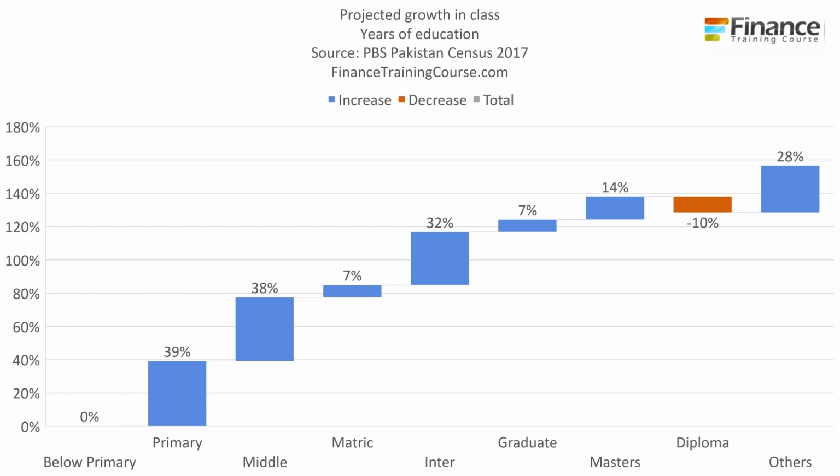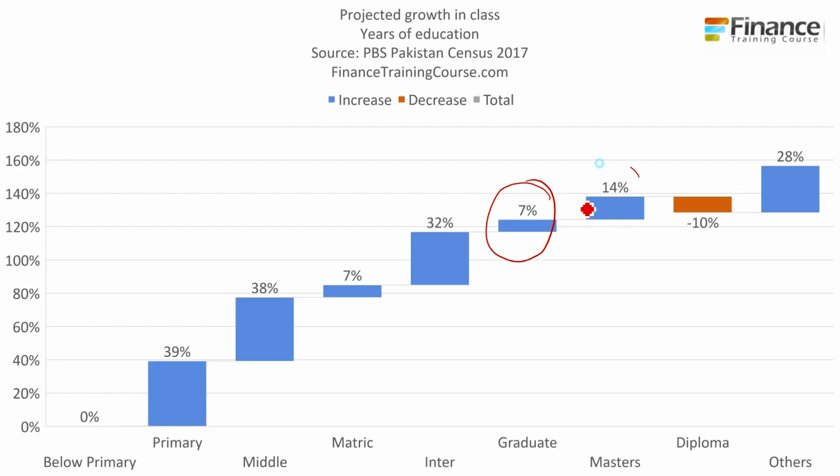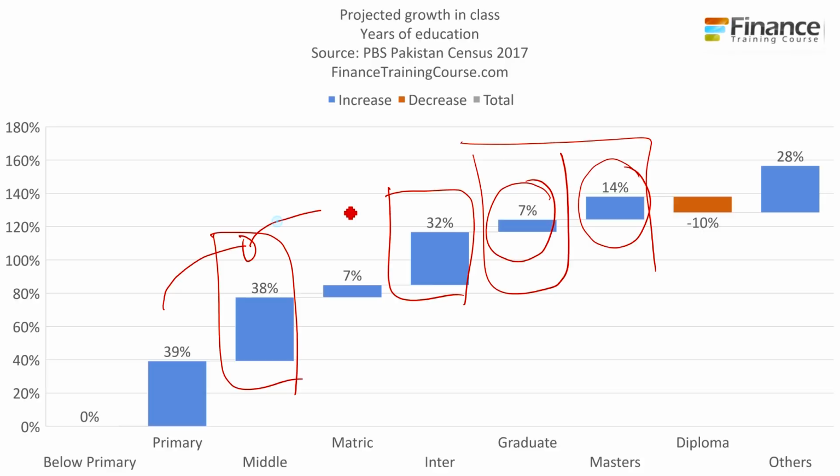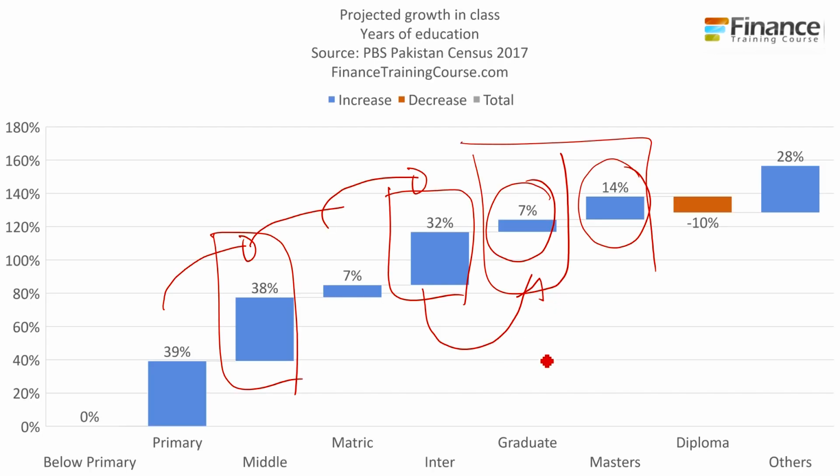Here's the second plot. In the second plot, we're seeing that the overall pool that has graduate education and master's education is likely to increase. The grad pool is going to increase by about 7% over the next 5 years, and the master's pool is going to increase by about 14%. The inter pool is going to go up about 32%, and the middle school pool is going to go up about 38%, right? That's the biggest piece. Some of these people will transition. The primaries will transition to middle, the middle will transition to matric, the matric will transition to inter, and so on. You'll see similar growth on these two sides.